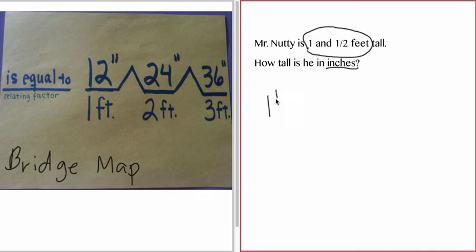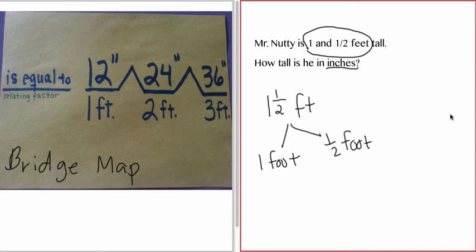So basically what I'm doing is I'm taking 1 1/2 feet and I'm going to break it up into 1 foot and 1/2 foot. Kind of like when we do partial products. We break numbers up into 2 or 3 parts. I know in 1 foot is right here. There's 12 inches. Now I want to know 1/2 foot because I'm going to add that on to my 12 inches.